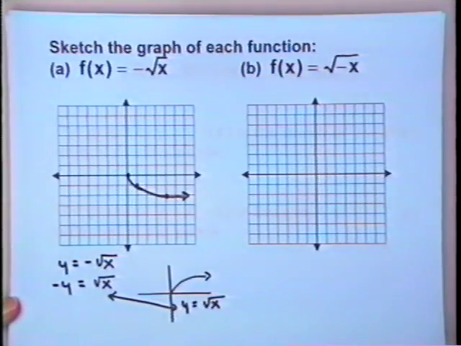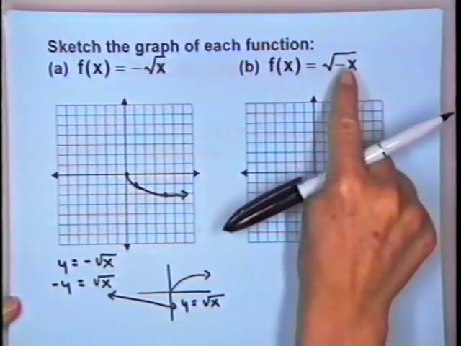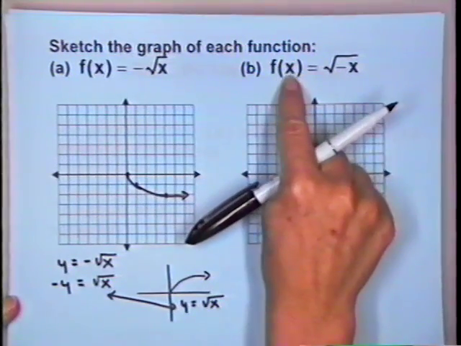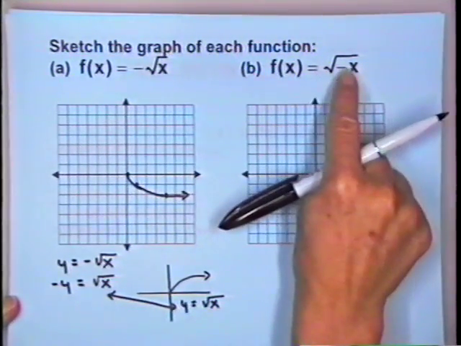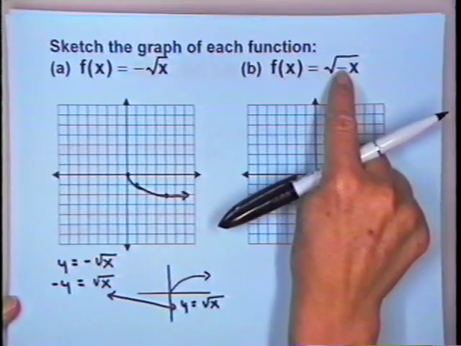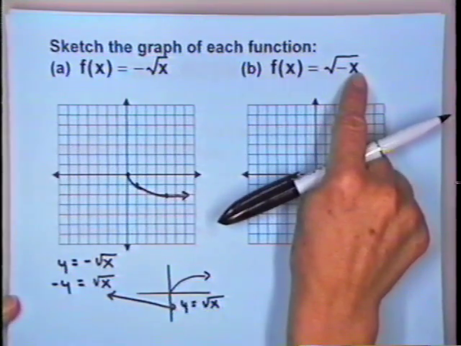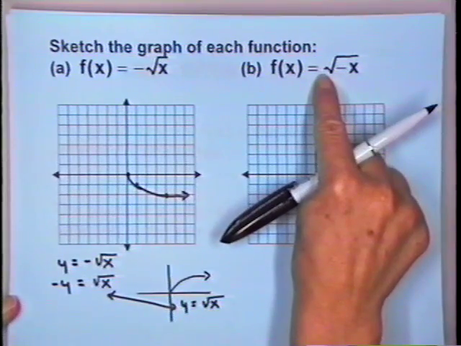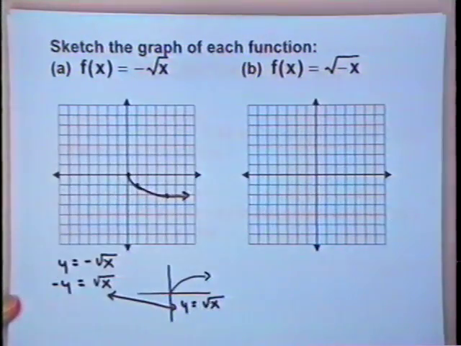Okay? Now, let's compare that to this problem. f of x is equal to the square root of negative x. Notice here our negative sign is inside the square root. That means we're going to apply the negative to x first before we do the square root. And now that's different than here, isn't it? Now, we're going to have to be careful here. In fact, you may be thinking, you can't do that because you can't take a square root of a negative.